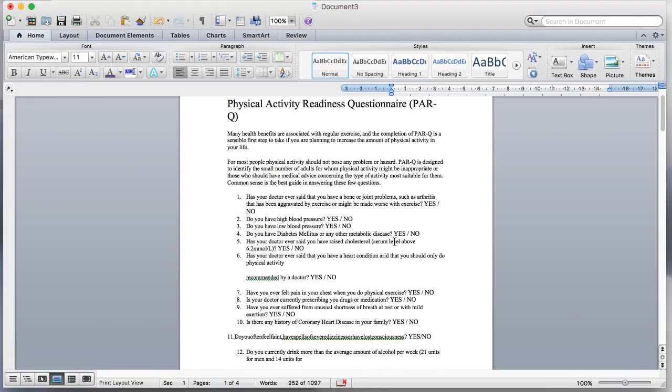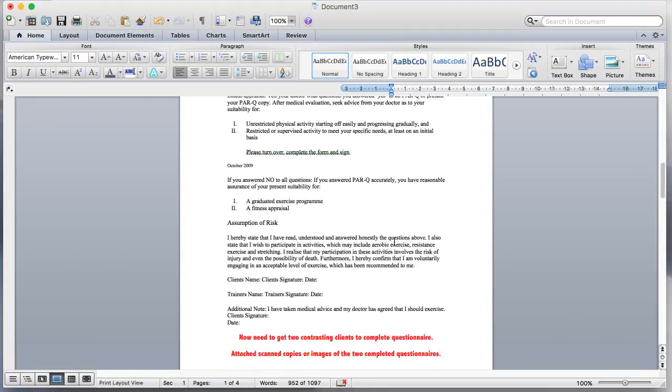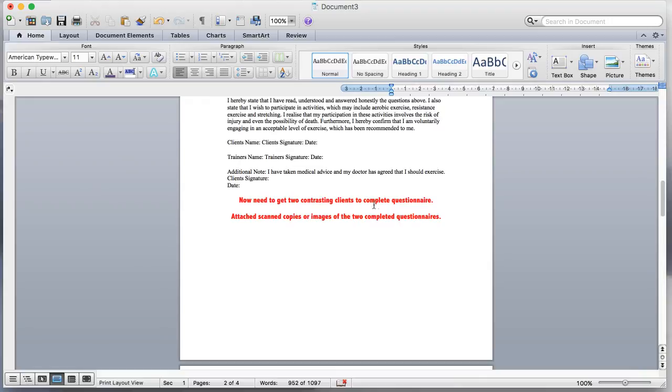So here's my PAR-Q. What I need to do is to get 2 clients to fill this in. So I now need to get 2 contrasting clients to complete this questionnaire. Okay, and then when I've got them, I need to scan or take pictures of them and upload them to my document, so I've got evidence of them. You need to be able to see the images, so if you're taking a picture of the questionnaire that you've got completed by your client, you need to be able to see that.